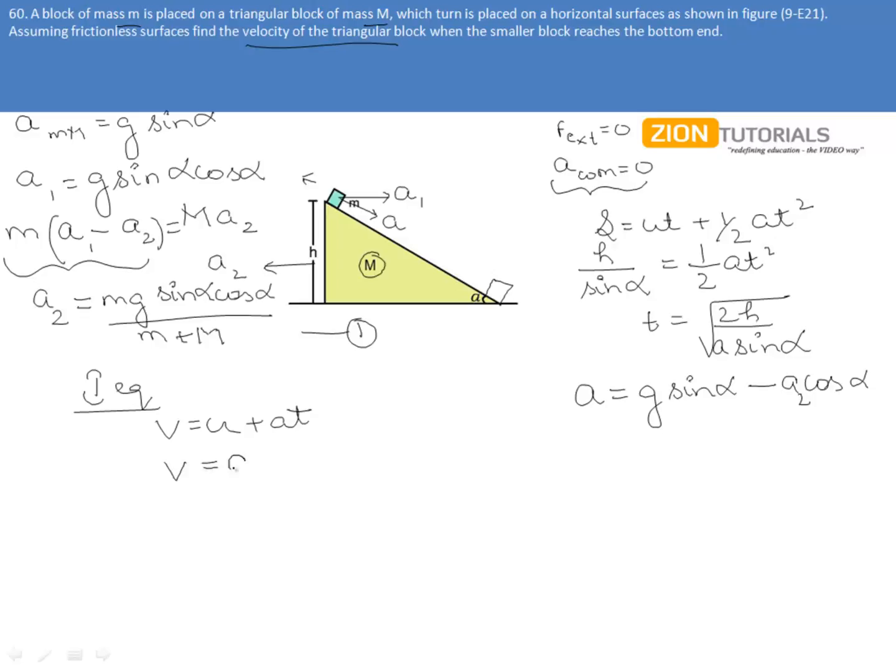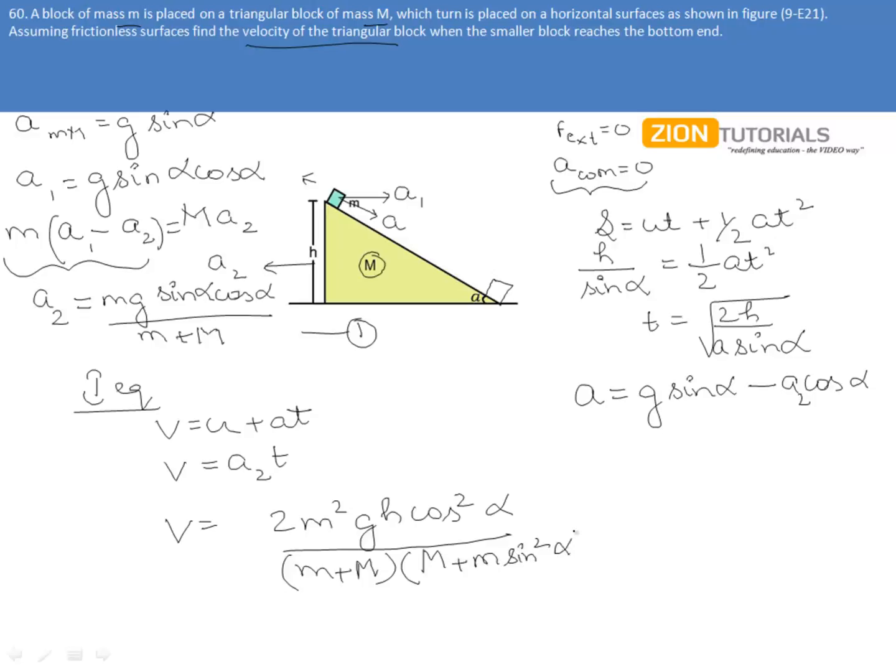Putting in the values, we get v equals a2 t, and so we get the velocity to be 2 m square g h cos square alpha upon M plus m into M plus m sine square alpha, whole to the power half. So this is actually the velocity of the triangular block when the smaller block reaches the bottom end.